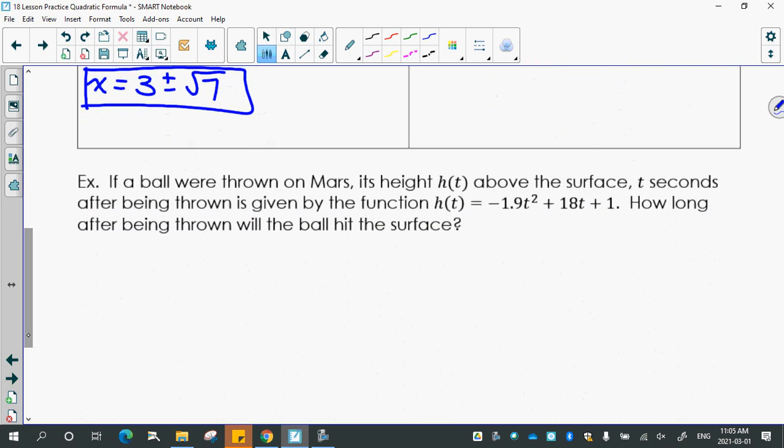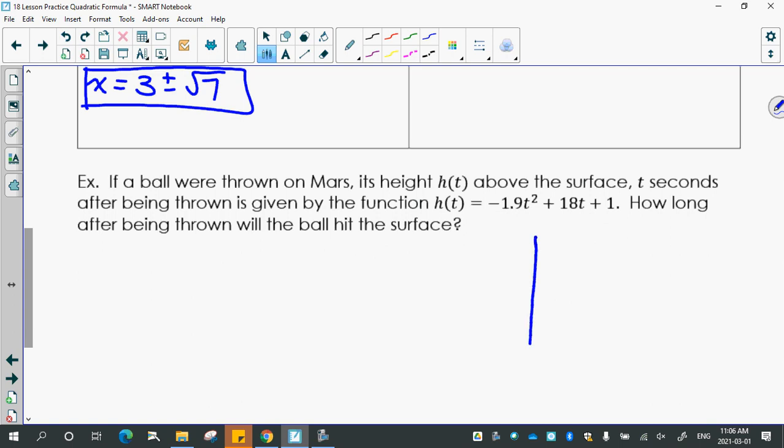All right, if a ball were thrown on Mars, its height h at t seconds after being thrown is given by the function h(t) equals negative 1.9t squared plus 18t plus 1. How long after being thrown will the ball hit the surface?